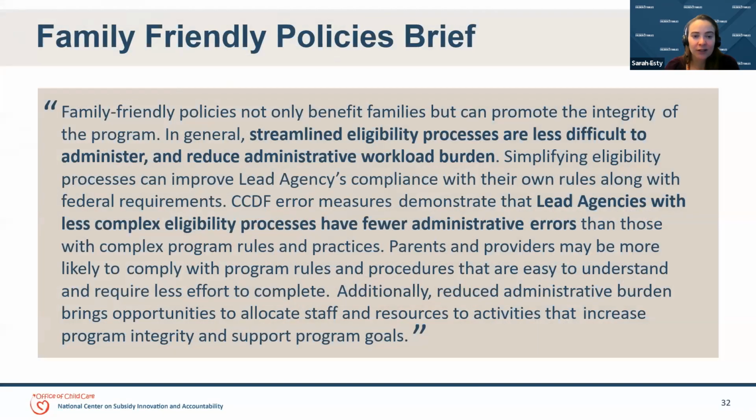So, from our family friendly policies brief, we know that streamlined eligibility processes are easier to administer and reduce the workload burden. So if you're able to ask fewer questions, ask for fewer documents, there's just less information to review, fewer things to cross-check, fewer places where a family might make an error in submission or a caseworker might make an error in review. That's why we find that lead agencies with less complex eligibility processes have fewer administrative errors. And so the goal is, how do we think about making these systems really easier for everyone who is participating? And that will help support our goal of also having a system with fewer errors in it.